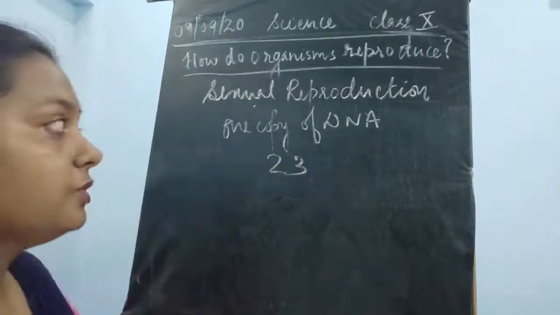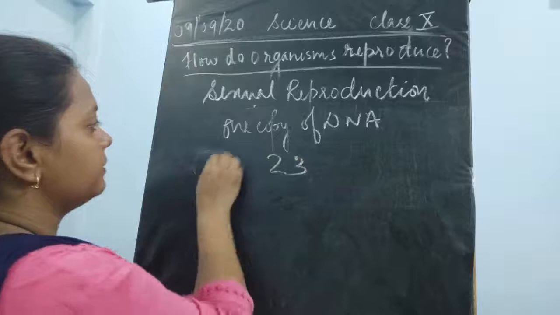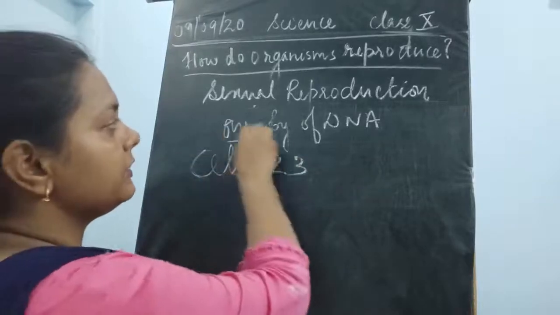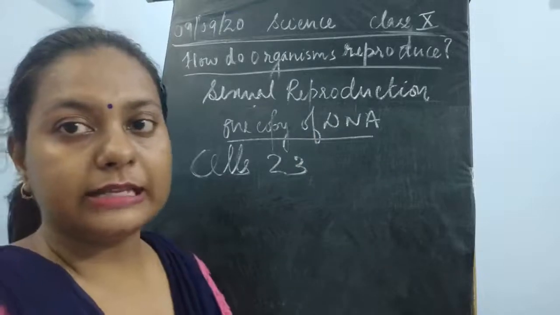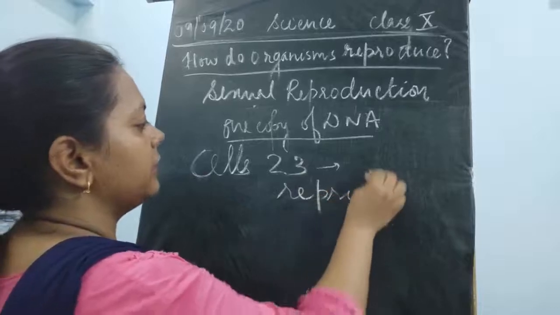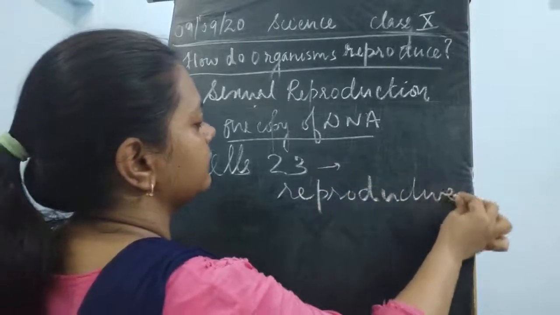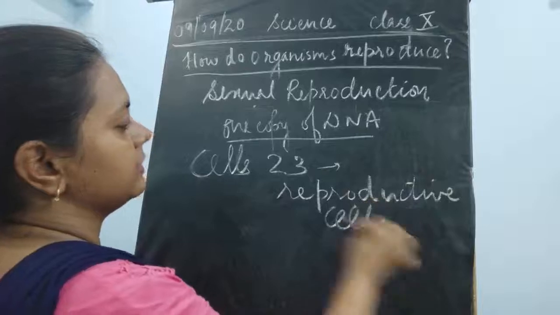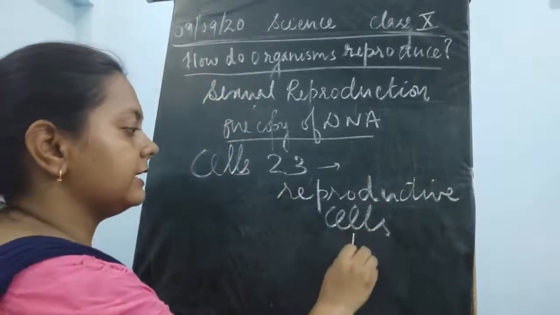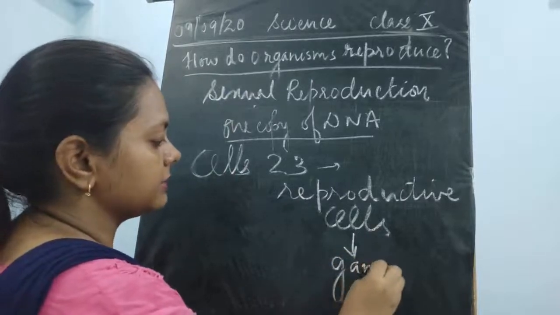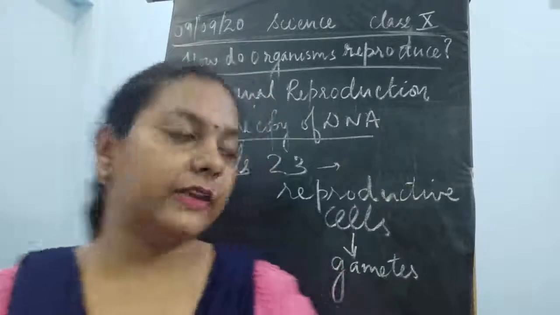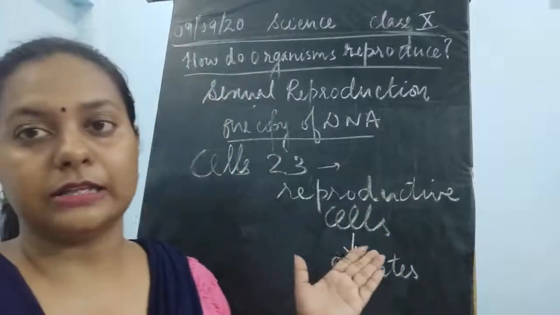So these cells, which have only 23 chromosomes, or only half a copy of DNA, are called the reproductive cells. Okay, these are called reproductive cells, and in the next step we would say that these are called gametes. So these reproductive cells are very much different from the non-reproductive cells.